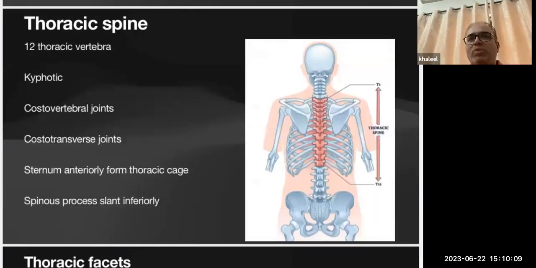Next comes the thoracic spine. There are 12 thoracic vertebrae. The thoracic spine is kyphotic in nature. There are some special joints, the costovertebral and costotransverse. As is clear from the name, the costovertebral joint is between the rib and the vertebral body, and the costotransverse joint is between the rib and the transverse process of the thoracic vertebra.